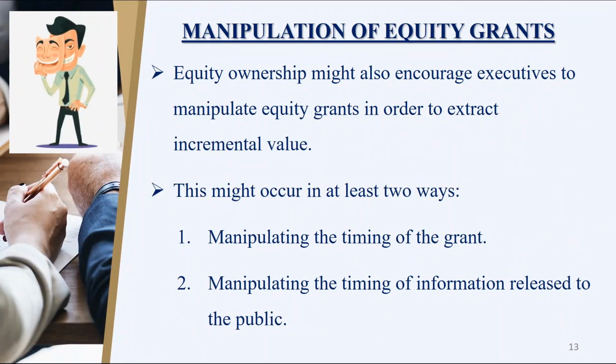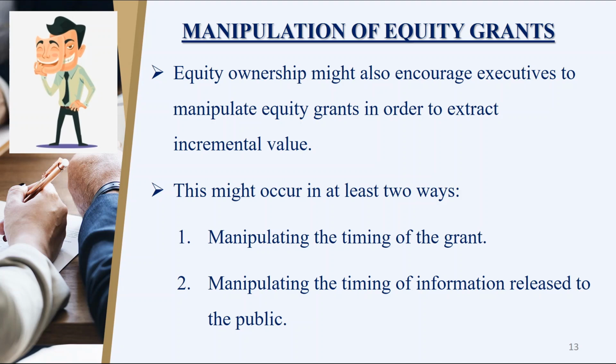Now I'll discuss the sixth topic of this chapter, that is manipulation of equity grants. This topic relates to executives' manipulation of equity grants during the time when they have equity ownership, and this act is to extract incremental value. The manipulation of equity grants might occur in at least two ways.